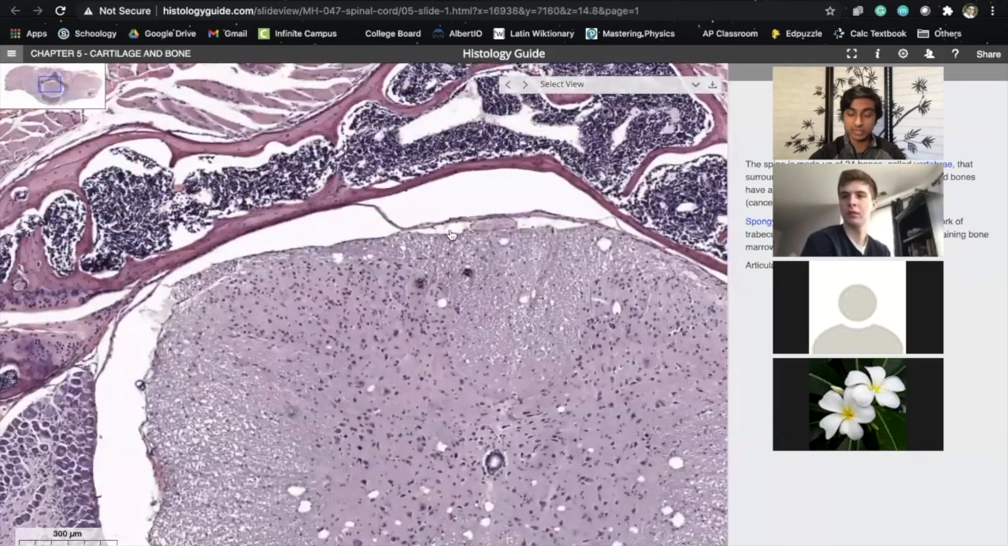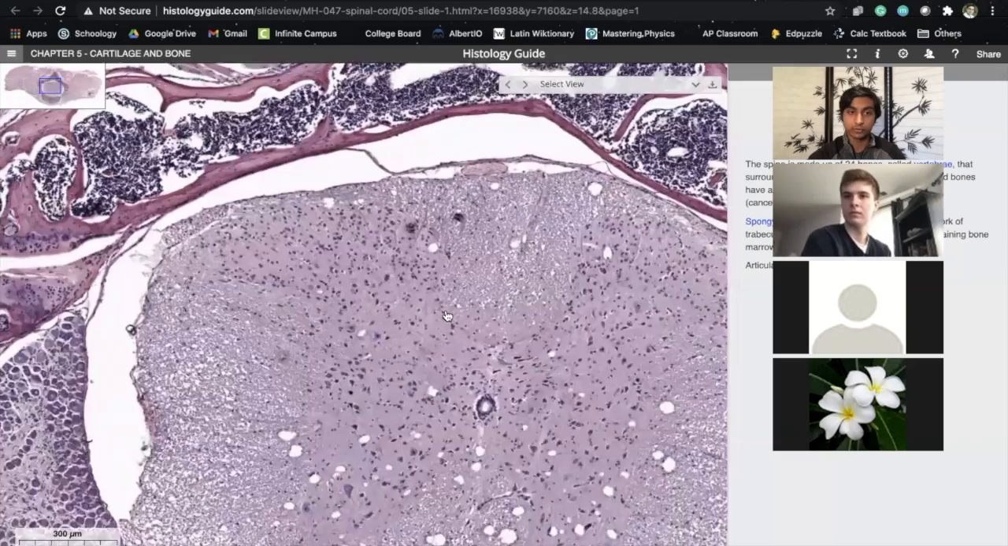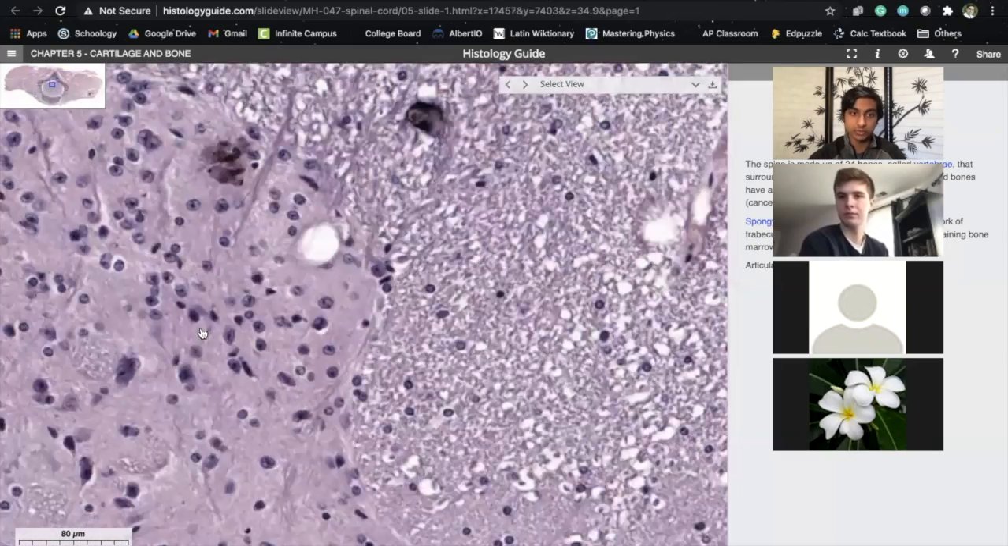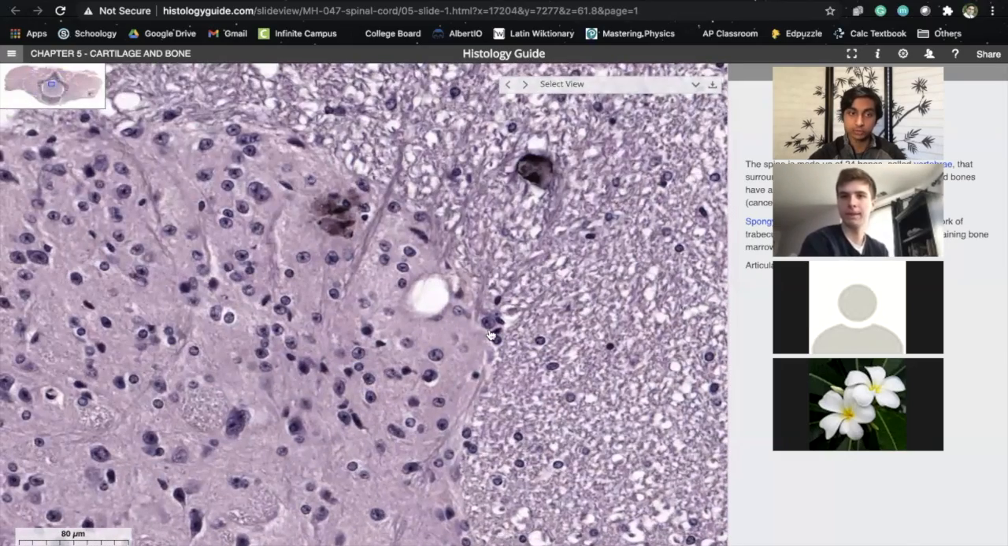And as I zoom in, you can see that scale changing. So you have some perspective for how big a cell is, right? And so you see again, this purple color is our nucleus. And we have 80 microns as this whole distance here. And each cell is only a very small portion of that.